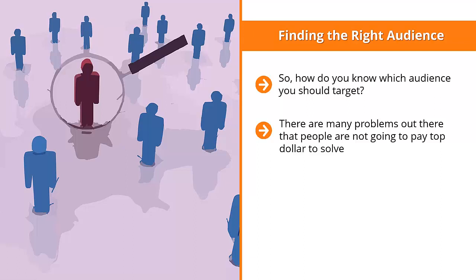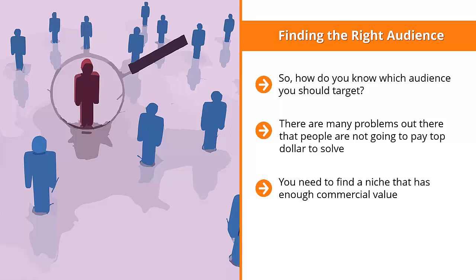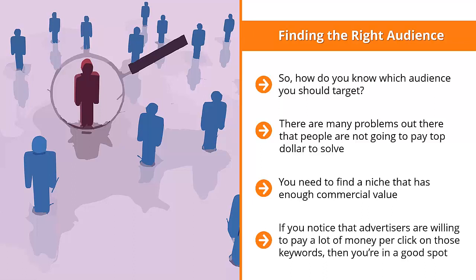There are many problems out there that people are not going to pay top dollar to solve. Sure, people are looking for the right DVD set or headphones, but there is a limit to people's budgets. Different problems have different priorities. You need to find a niche that has enough commercial value. One way to estimate this is to use Google AdWords Keyword Planner and do cost per click research on keywords related to your niche. If you notice that advertisers are willing to pay a lot of money per click on those keywords, then you're in a good spot. Chances are there's enough commercial demand for that niche.